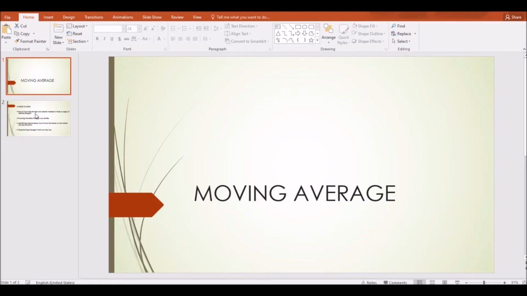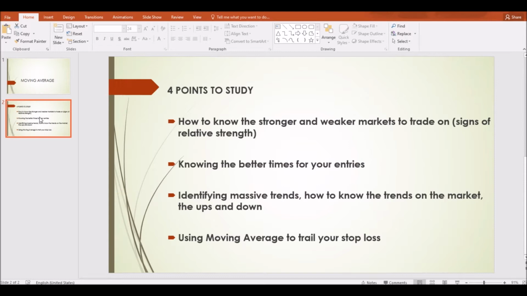So before we finish today's discussion, we should have this in mind: how to know the stronger and weaker markets to trade on, that is signs of relative strength, using the moving average, and also to know the better times for your entries, not just doing it blindly, but following the trends and then using the moving average. You should be able to know the better times for your entries. And then thirdly, we're going to be identifying massive trends as well. How to know the trends on the market, the ups and downs on the market using the moving average. And finally, using the moving average to throw your stop loss.